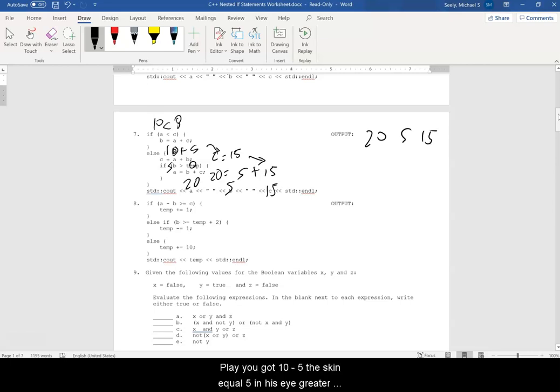For number 8, you got 10 minus 5, that's going to equal 5. Is that greater than or equal to 8? No. So we go down here and we have 5. Is that greater than 0 plus 2? That is true. So we do 0 minus 1, and the new temp is -1. So then we print -1.